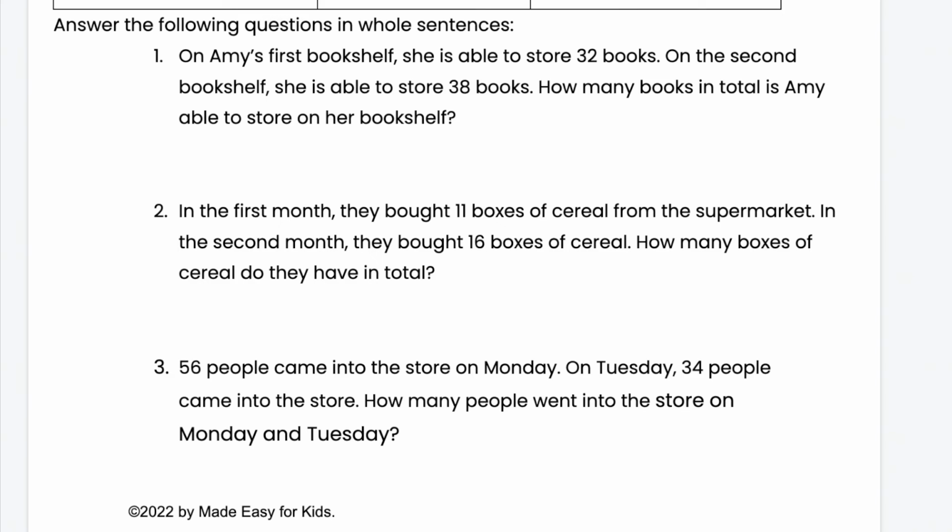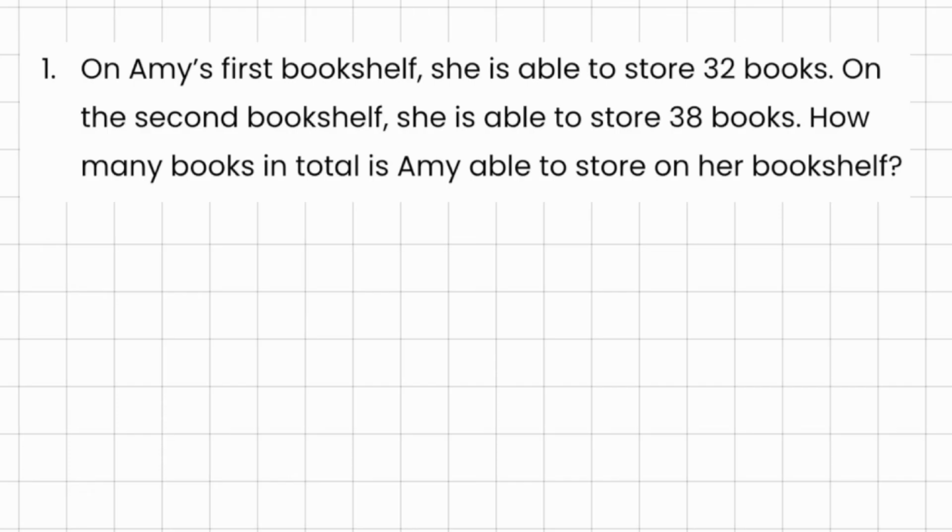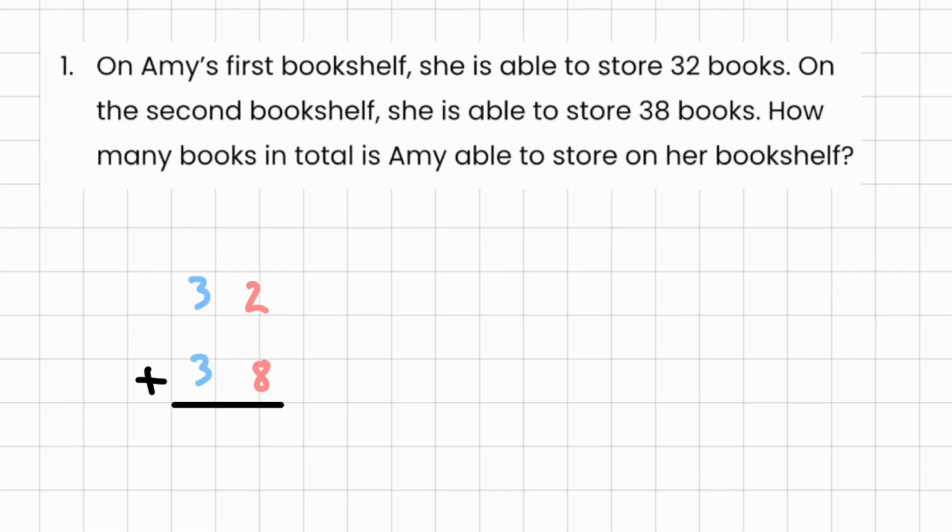Now we can start doing the word problems. The first question says, on Amy's first bookshelf, she is able to store 32 books. On the second bookshelf, she is able to store 38 books. How many books in total is Amy able to store on her bookshelf? To find the total, we have to add both numbers, which is 32 plus 38.